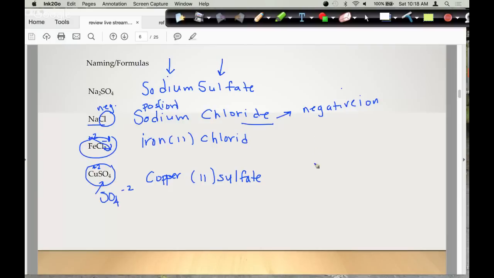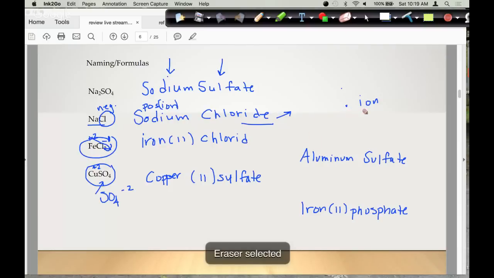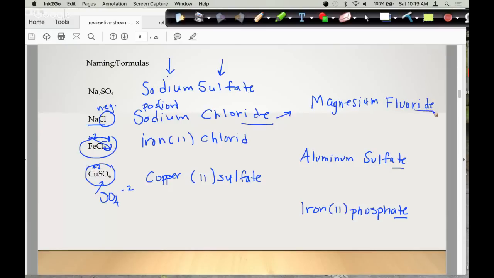And if I was given the name, let's say I had aluminum sulfate or iron 2 phosphate, the ATE would let me know that I was looking for something from table E. If I had something like magnesium fluoride, the IDE would tell me nonmetal, negative charge, periodic table.